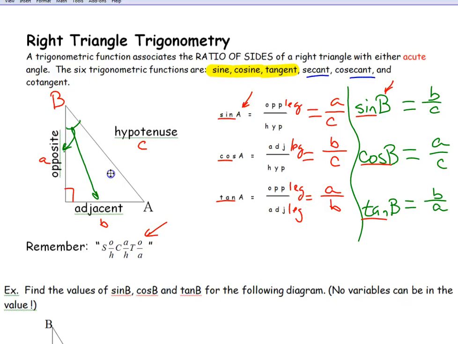S stands for sine, O is opposite, H is hypotenuse, C is cosine, A is adjacent leg over hypotenuse, and the tangent is the opposite leg over the adjacent leg.